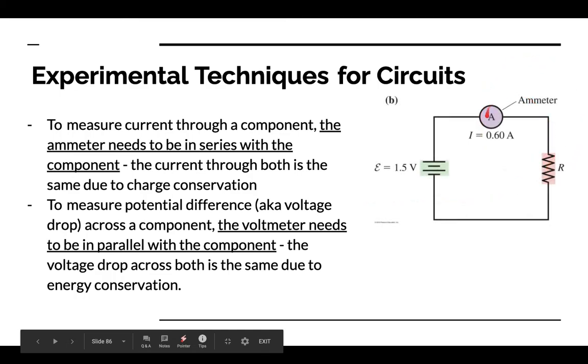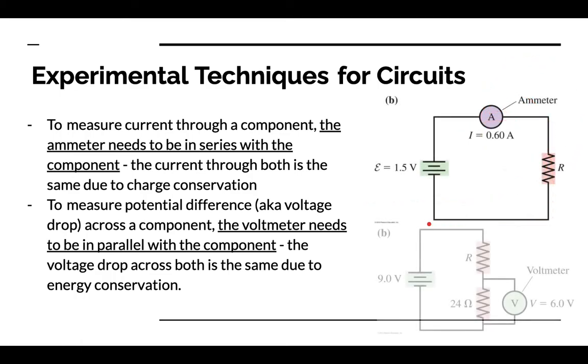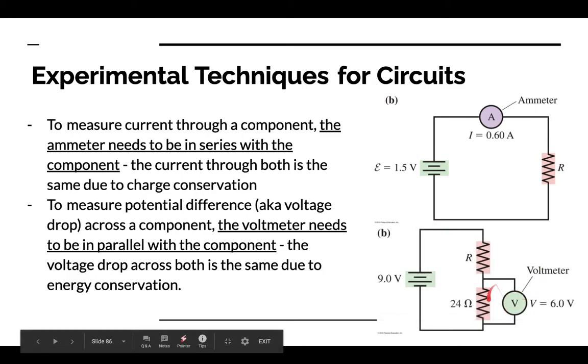Okay, so ammeter in series because current is the same throughout, to measure current. Voltmeter in parallel because parallel circuit components have the same voltage drop.